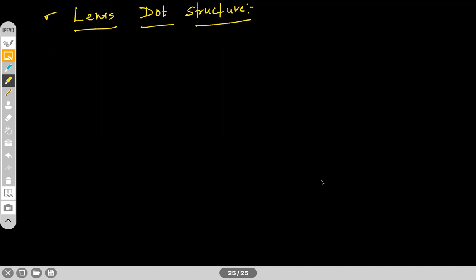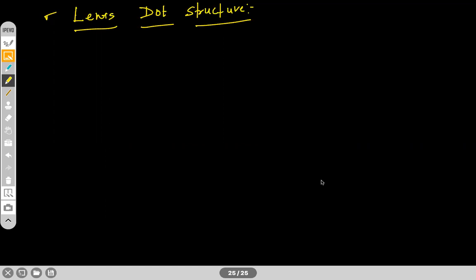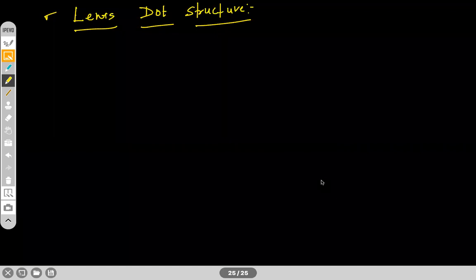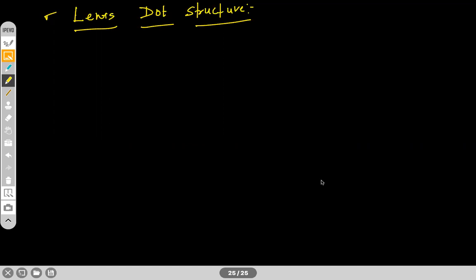Okay, next point is, write down, place the remaining electrons on the outer atom as unshared electrons in order to complete their octet, starting from the most electronegative one.